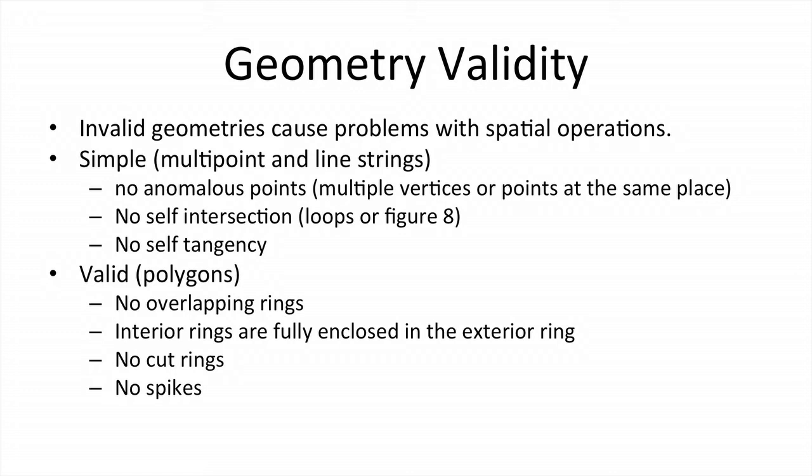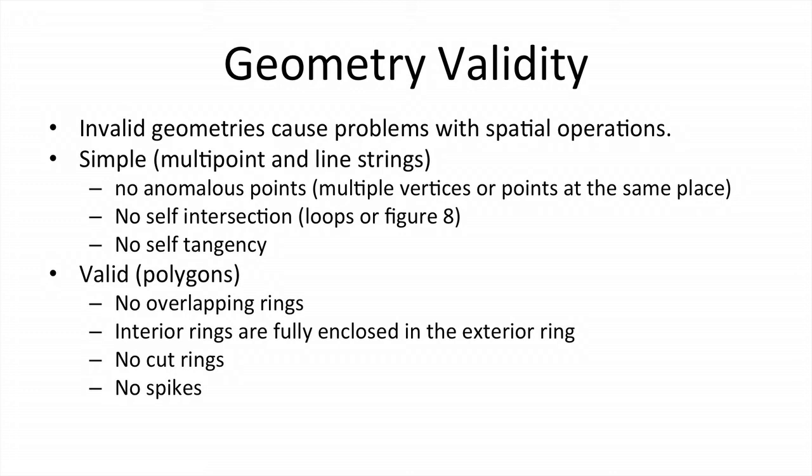So once you have your data, once you have PostGIS installed, you're able to import data. You're able to make sure your coordinate systems are valid and good and consistent. The next step is making sure your data is itself topologically correct, making sure the geometries are good and you don't have weird things. And so there's two concepts with this. There's simple and valid. Simple means that you have no anomalous points, you have no self-intersections, and no self-tangencies.